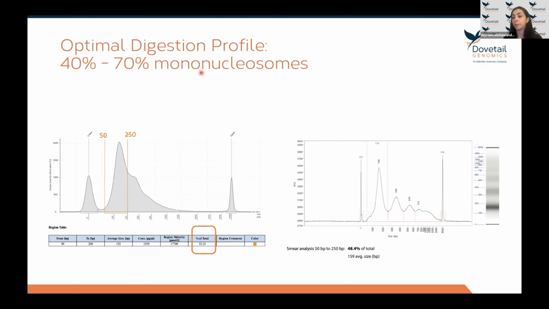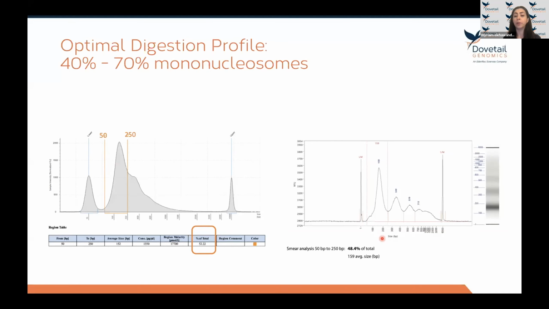In order to determine the percentage of mononucleosome, you're going to create a region that includes that first peak, which represents the mononucleosomes. So on a TapeStation, this first region is between 50 to 250 base pair. This is where you see the first peak. It may vary with different systems, but you're always looking at that first peak. When you create this region, a region table will be automatically generated, and it outputs percent of total. So how much of your DNA is within 50 to 250 base pair? This is the percentage of mononucleosome, which is in this case 52.22%.